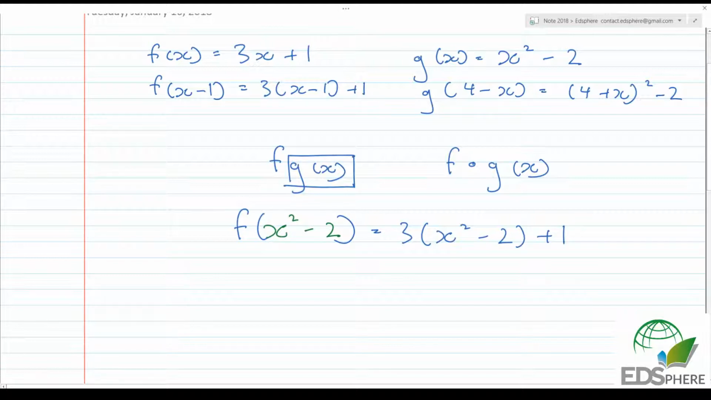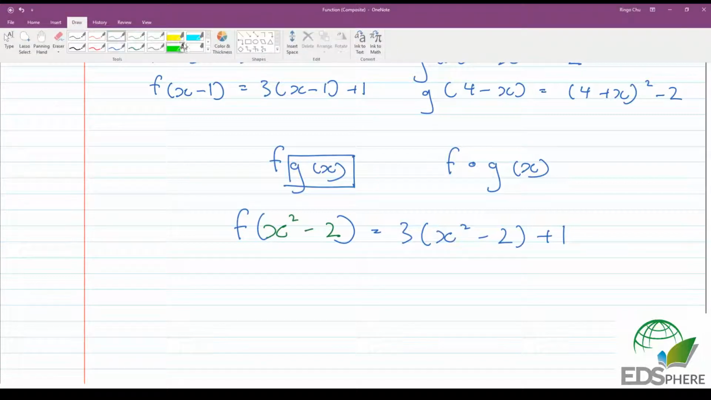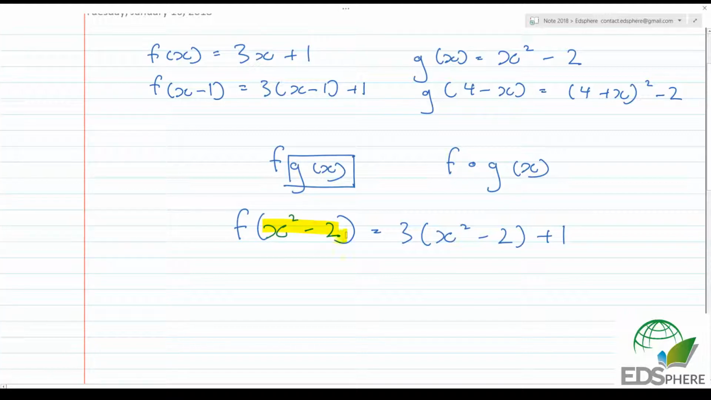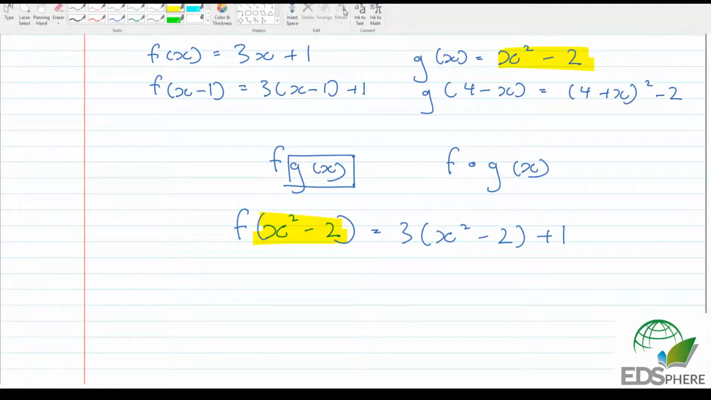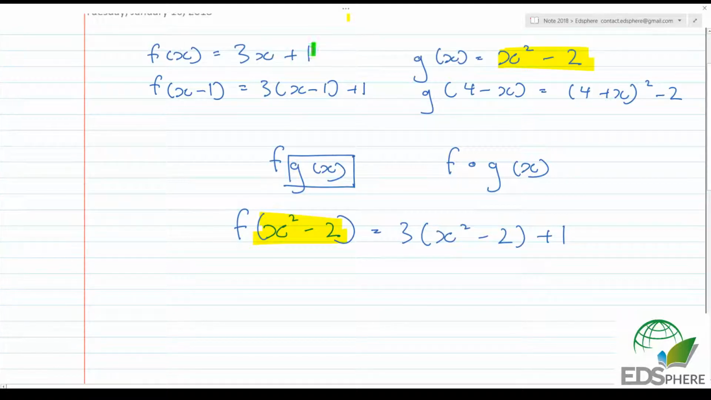So let me explain to you guys what I did. First I look at g of x. What is g of x? I knew that g of x is equal to x squared minus 2. Where did I get that? I got that from here, right? So what happens next is that knowing g of x is this, I'm going to put g of x into my f of x. And my f of x is denoted by this function, which is 3x plus 1.